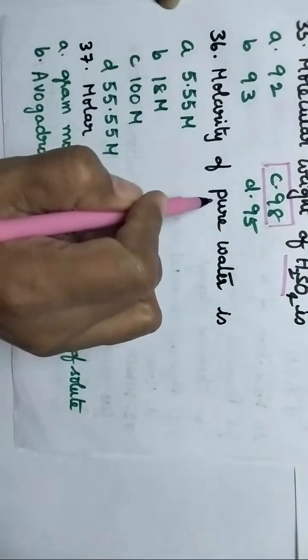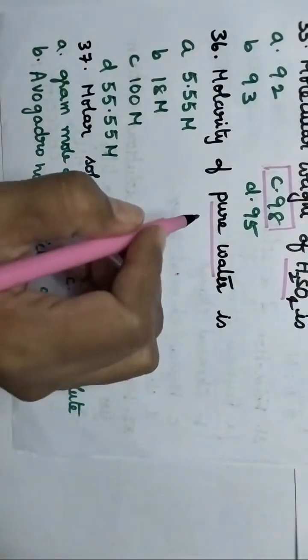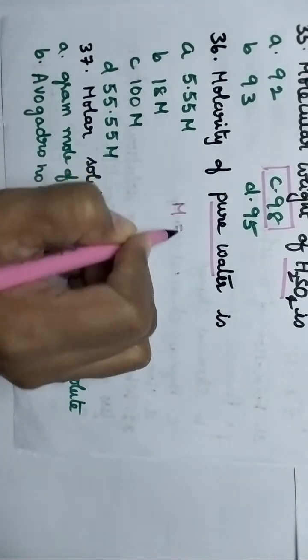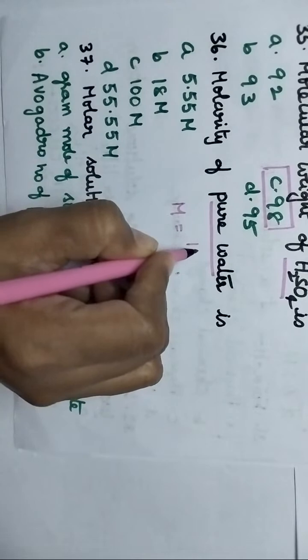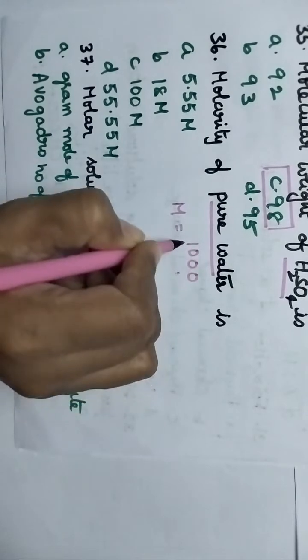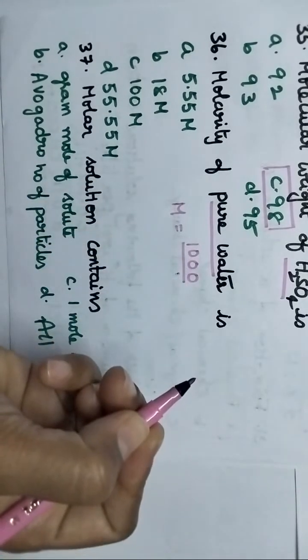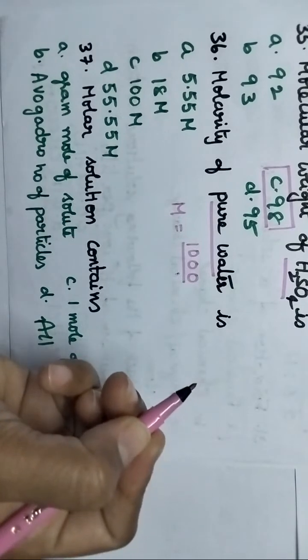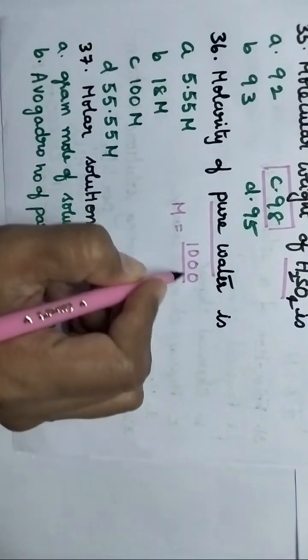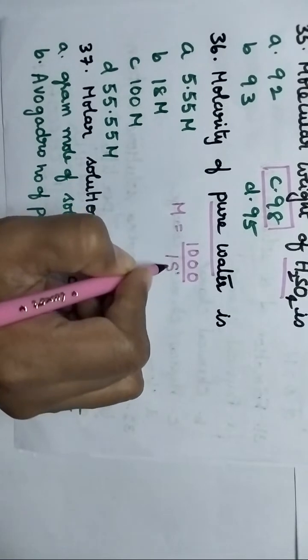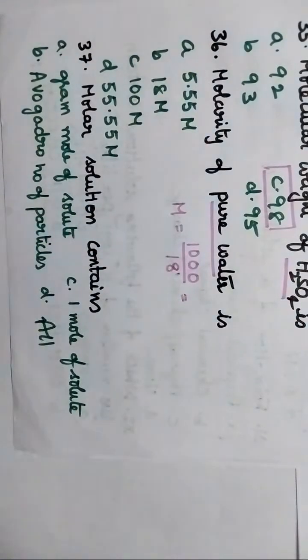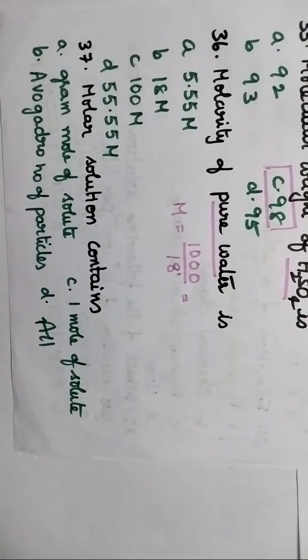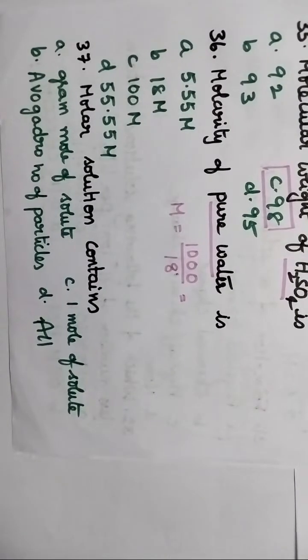Molarity of pure water is? Listen to me. For calculating the molarity, we will consider 1 liter of the water. The weight of the water, whether in kg or liter, we consider both the same. So 1000 by gram molecular weight, which is 18. Do the calculation and tell me the option. It's 1000 by 18. What is the right option?